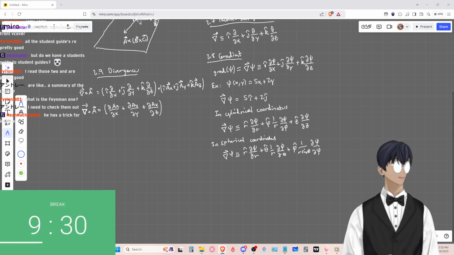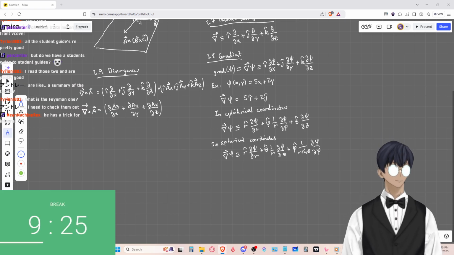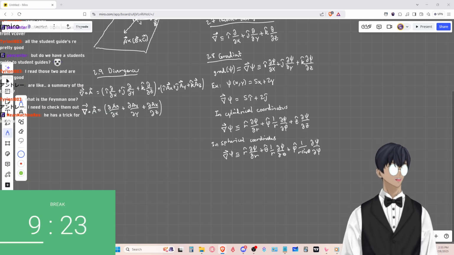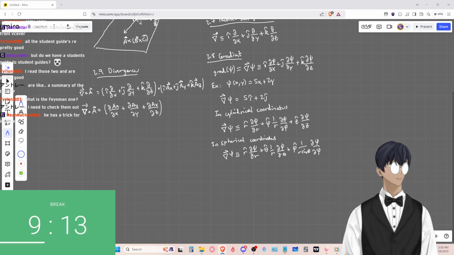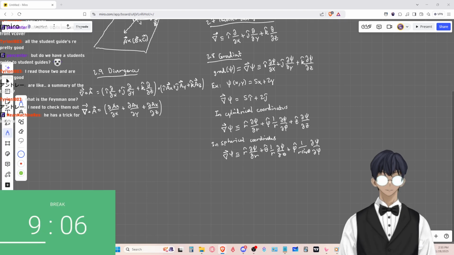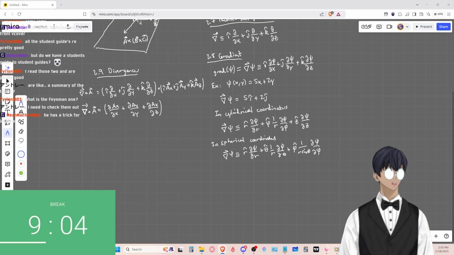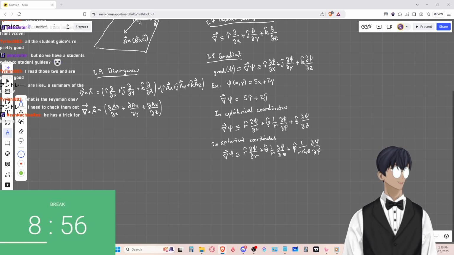But do we have student guides to student guides? That is also a good question. We probably should have a question on that, like which book is good. Oh yeah, I read those two and they're pretty good. I think they're by the same author. Student's Guide to Maxwell's Equations and Student's Guide to the Schrodinger Equation are like a summary of topics.